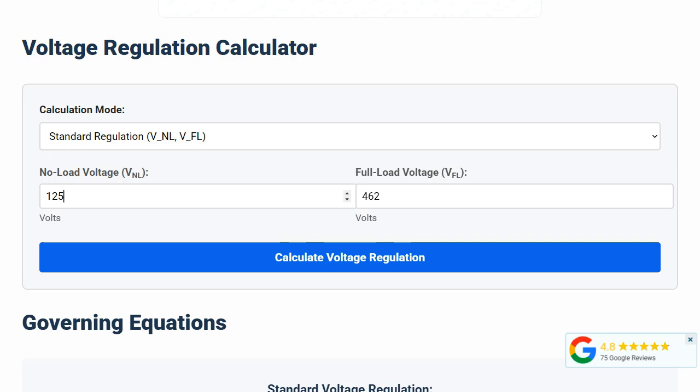The calculator will display the voltage regulation percentage using the standard formula. In our example, you'll see a result of approximately 4.17%, indicating a moderate voltage drop under load. Lower percentages mean better voltage regulation and more stable power delivery.